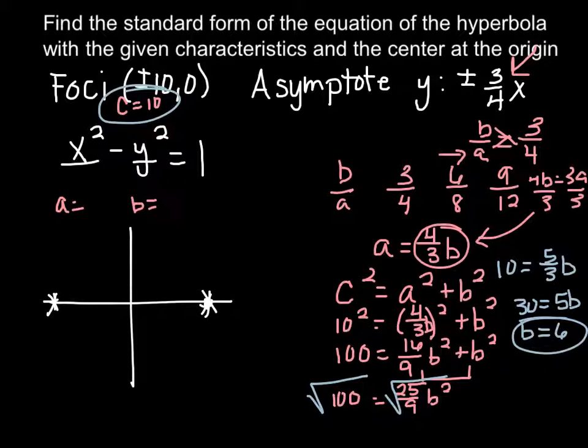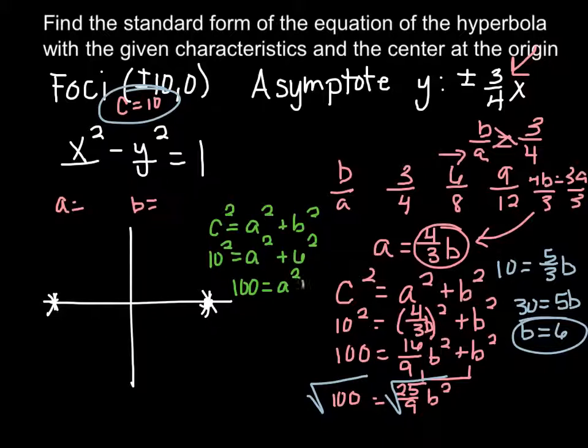So let's go back to the equation of c squared equals a squared plus b squared. Well, c is 10. I don't know a, but I know that b is 6. So I have 100 equals a squared plus 36. 100 minus 36 is 64, and that's what a squared equals. Take the square root of both sides, and a equals 8.